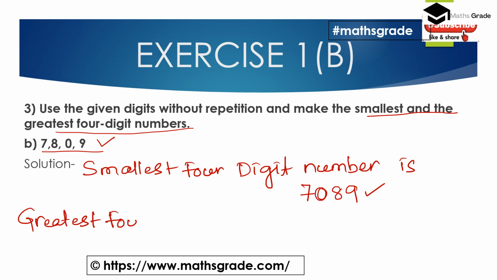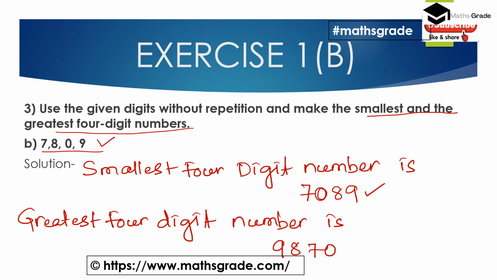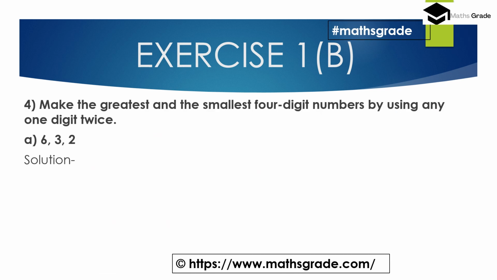The greatest 4 digit number: the greatest digit is 9, then after 9 the next is 8, then 7, then 0. So 9 at the 1000 place, 8 at the 100 place, 7 at the 10s place, and 0 at the 1's place. The number is 9870. This is the greatest 4 digit number. Without repetition, the smallest 4 digit number is 7089 and the greatest 4 digit number is 9870.